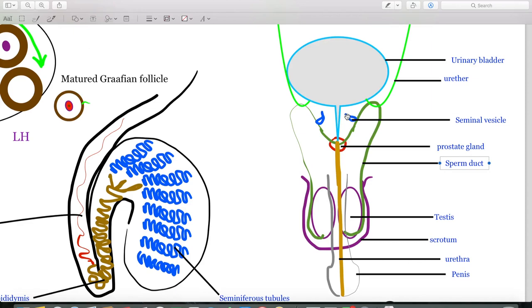The sperm cell will need to survive outside the human body, the male body. And so it needs some nutrients. It needs to be packed with nutrients for it to use, for it to swim and to stay alive for at least about 3 days outside the human body. So it needs food. Where does it get nutrients from?